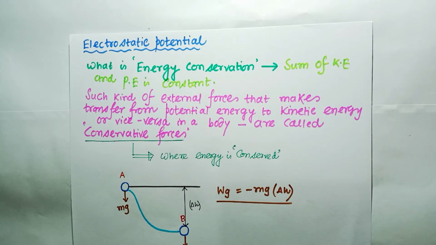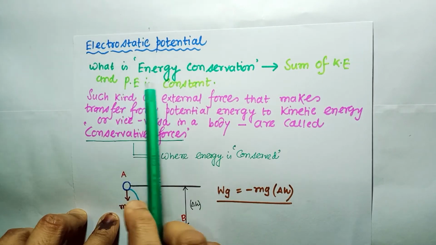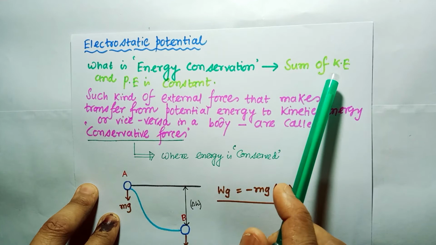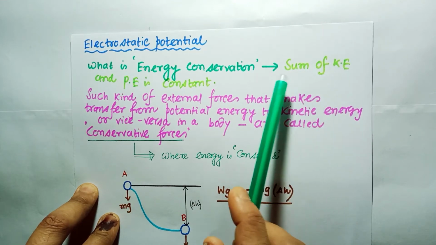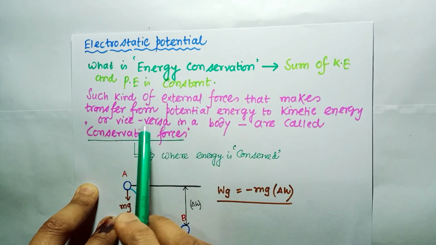etc. So this potential energy is stored in an object, and if we remove the external force, the body gains kinetic energy and loses the equal amount of potential energy. So from the energy conservation we can say that the sum of the kinetic energy and the potential energy is conserved. So we can write that. So this is the electrostatic potential. So what is the energy conservation? It means that the sum of the mechanical energy, the sum of the kinetic energy and the potential energy, is constant during some work done.